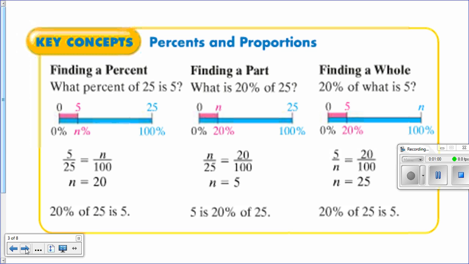When you're solving percents with proportions, you're either going to be asked to find the percentage amount, and here's your example. What percent of 25 is 5? You're going to be asked to find the part, and your question will be phrased as what is 20% of 25, where 25 is considered the entire amount or the whole, and we're looking for 20%, a part of it. And the last one you will see is finding a whole. 20% of what is 5? So we're saying 20% is 5. That's just a part of the whole thing, and we're trying to figure out what the whole amount is.